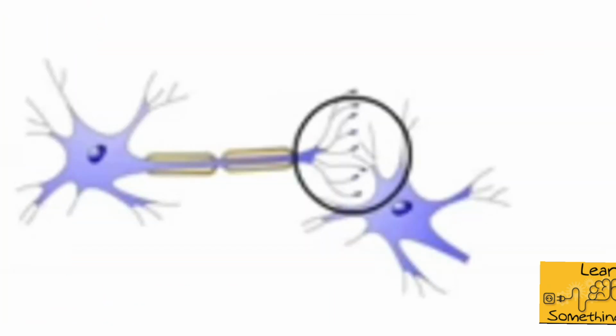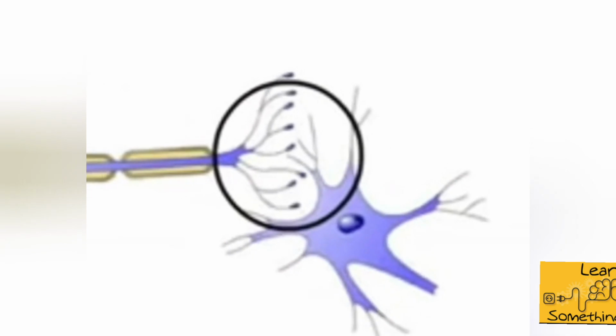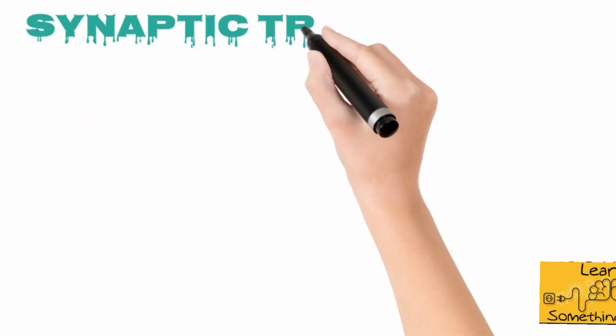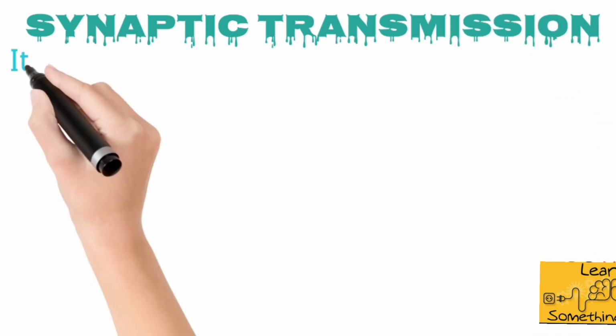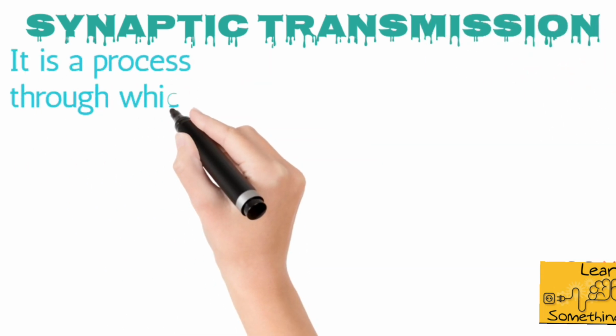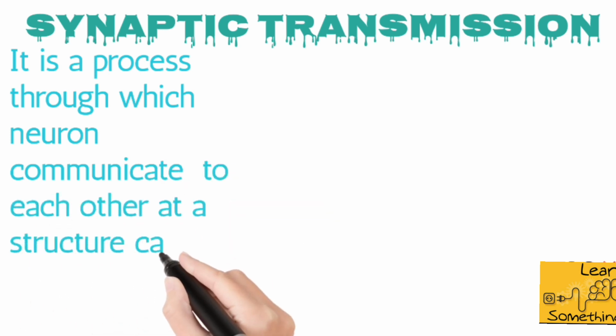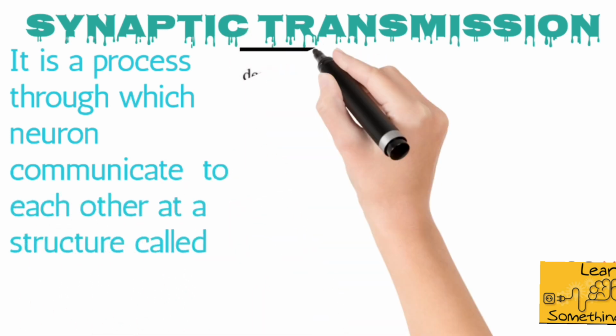So in today's video, we will be discussing the process through which information is transmitted from one neuron to another. The process through which information is transmitted from one neuron to another is known as synaptic transmission. And the process of synaptic transmission takes place at a junction called the synapse.